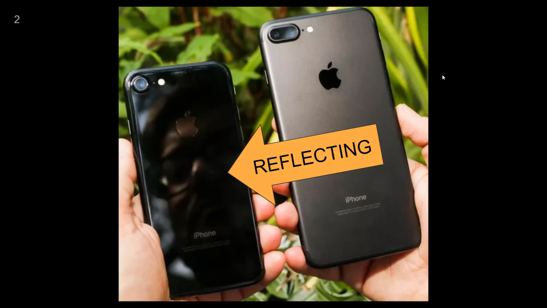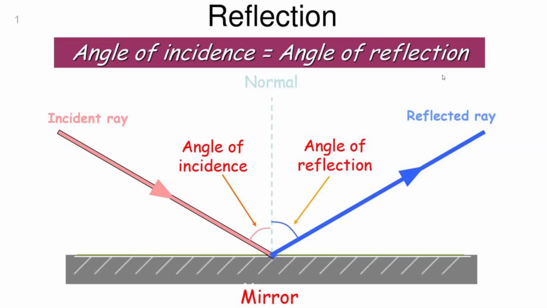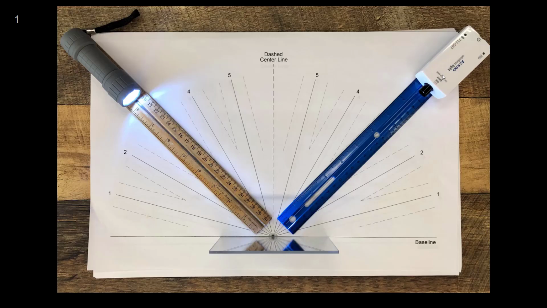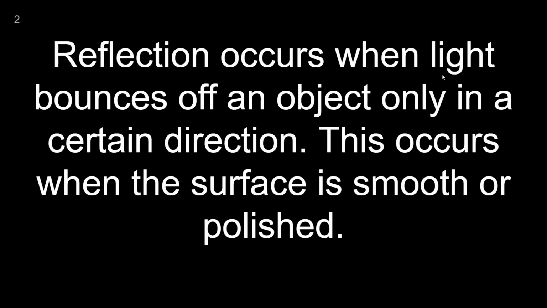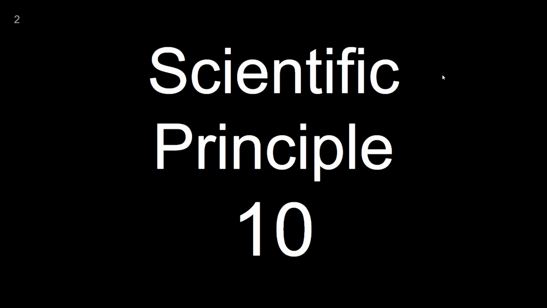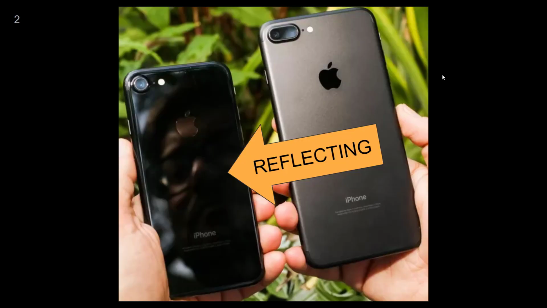If the surface is smooth and shiny like glass or a mirror, it will reflect at the same angle as it hit the surface. Scientific principle number 9. Reflection occurs when light bounces off an object only in a certain direction. This occurs when the surface is smooth or polished. Scientific principle number 10. A reflection of one object is seen in a second object only if the second object reflects light, not if it scatters it.